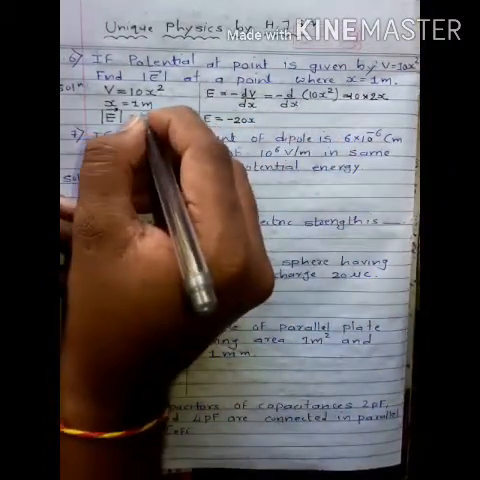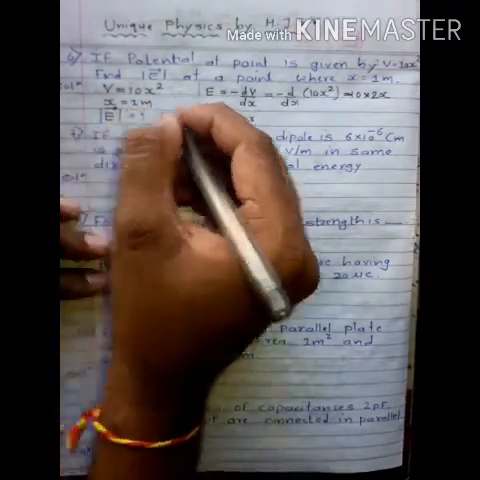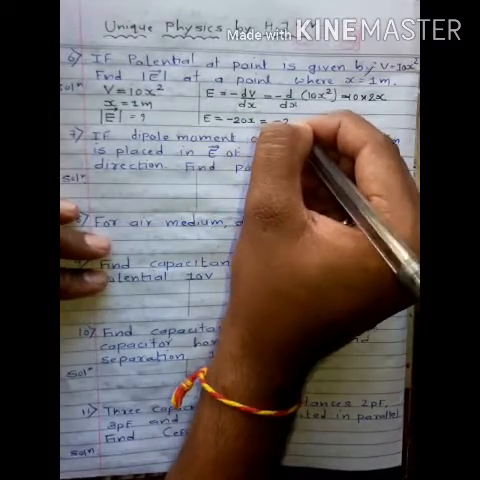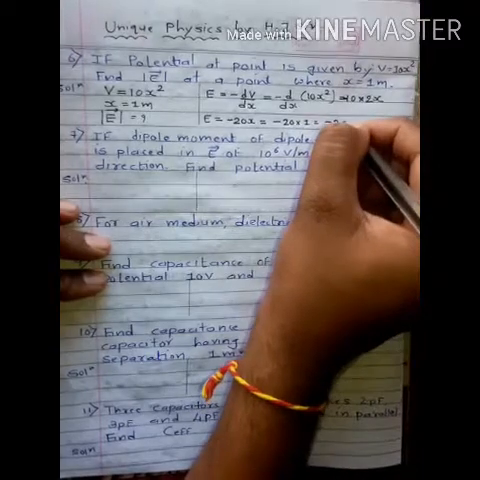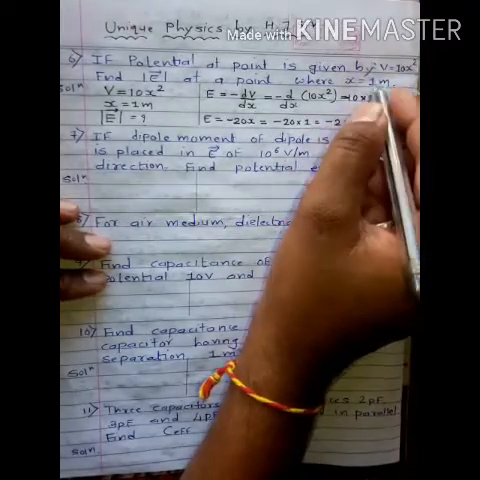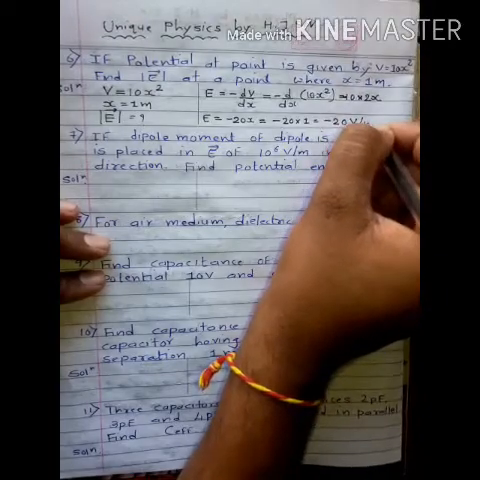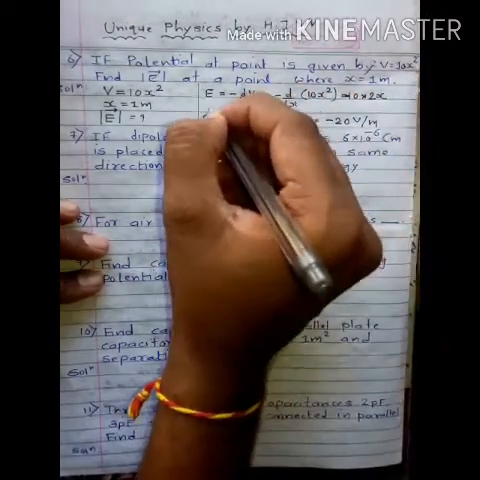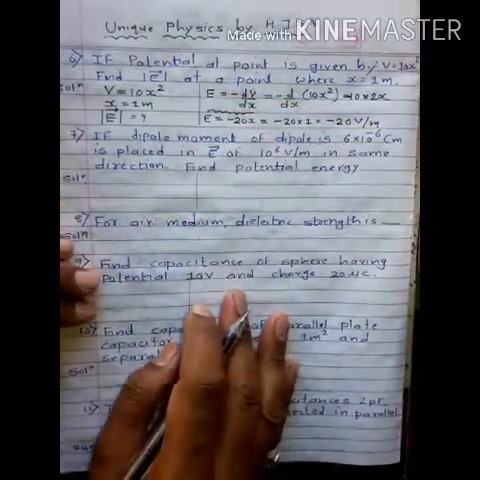Now here we have the value of x. So put the value of x. So minus 20 into 1. So our answer is minus 20. We want the value of electric field, so the unit of electric field is volt per meter. Clear? Remember this equation. This is an important result for equipotential surface.